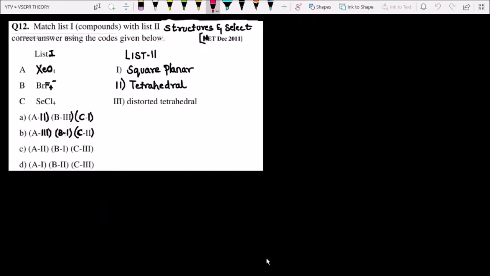In this question, what they are asking us to do is match. List 1 and list 2 they have given. They are asking us to match the correct pair. They have given the shapes in list 2 and the compounds in list 1. Let's start. The first one is XeO4. If you know this trick, it's going to be very easy to solve these questions. So bond pair is equal to 4. Particularly these kinds of questions you can easily solve, because the formula is simple, the substitution is simple, everything is going to be easy.